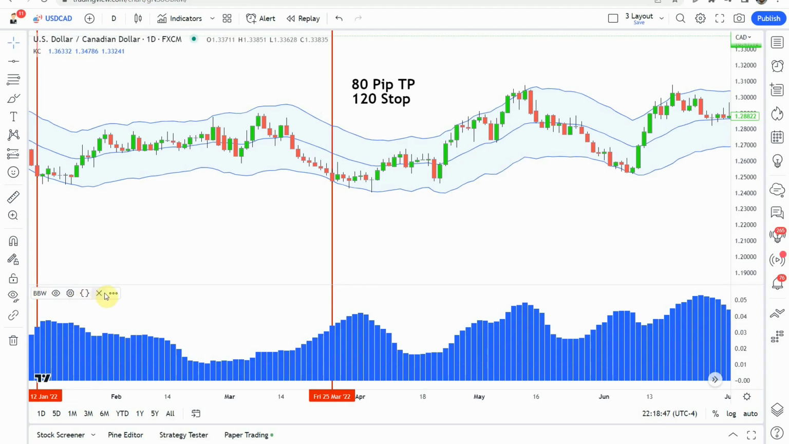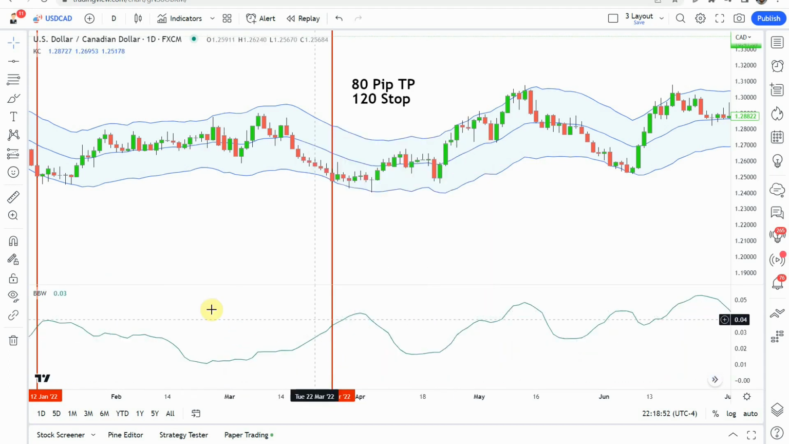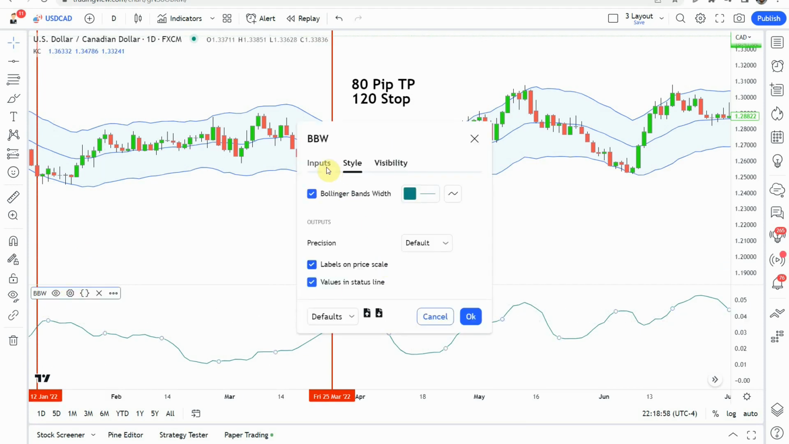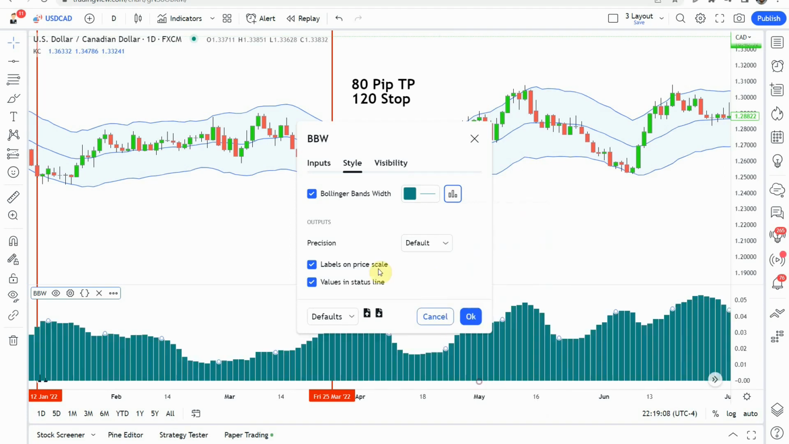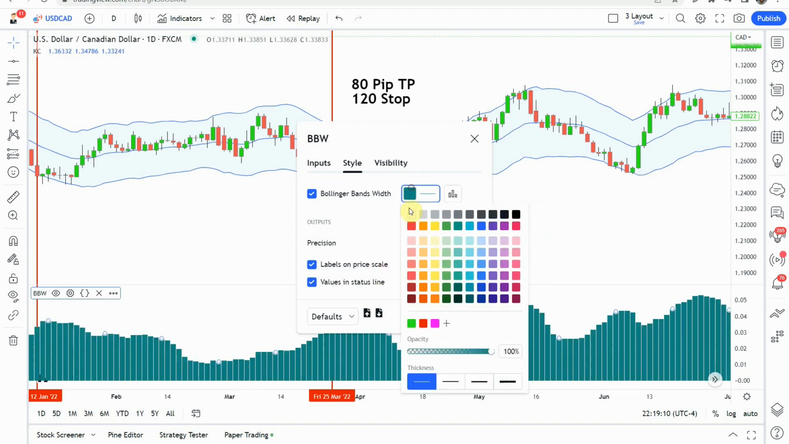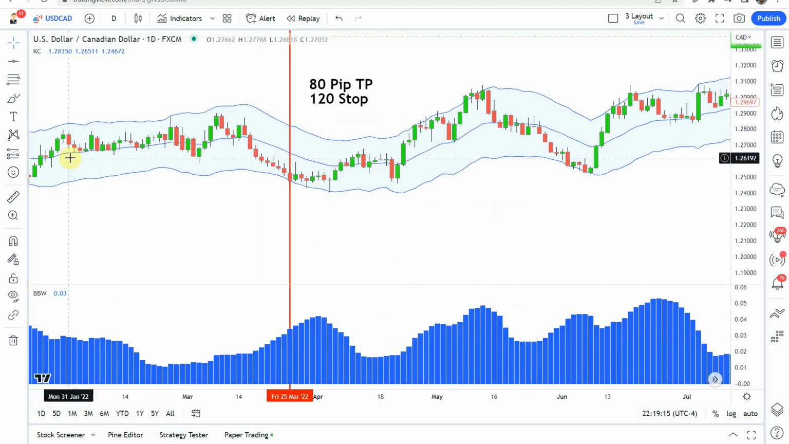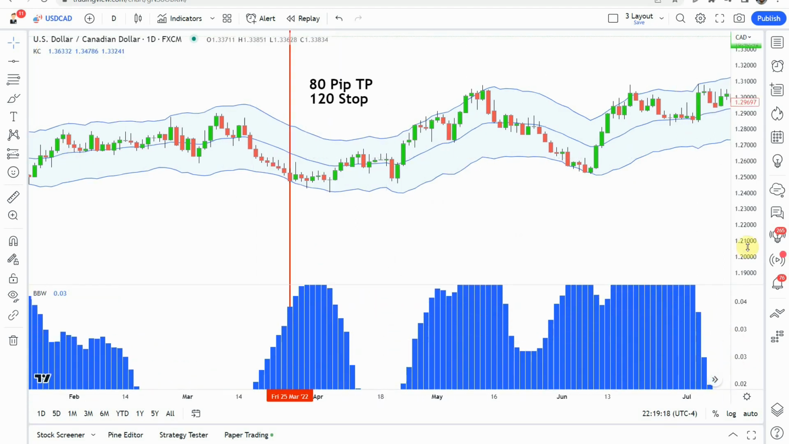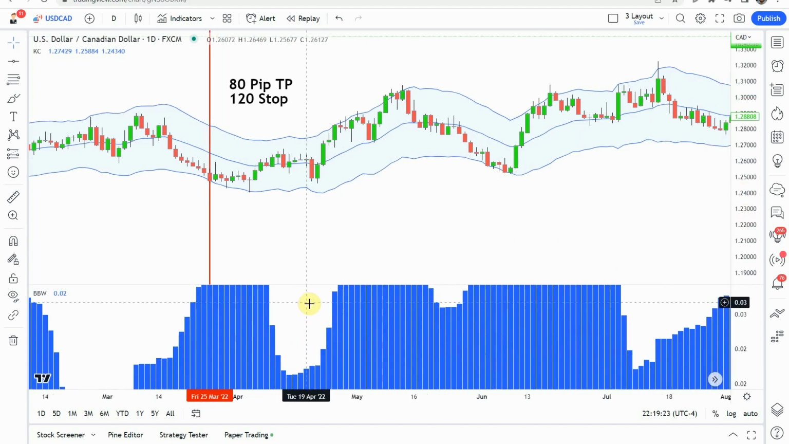Now in the default form, the Bollinger Band width indicator is going to look like this. The first thing you're going to need to do is go into the settings. You're going to go into the style right here, click on this little symbol, the little wavy line, and change it to columns, which is going to give you this right here. I went ahead and changed it to blue. You can change it to whatever color you want. Next, we are going to go over here to this little side scale and bump it up significantly like this.